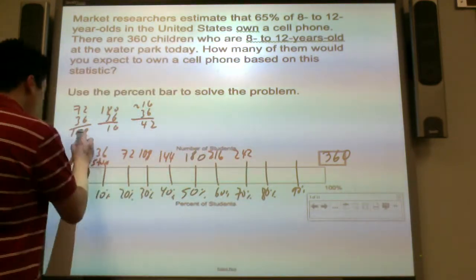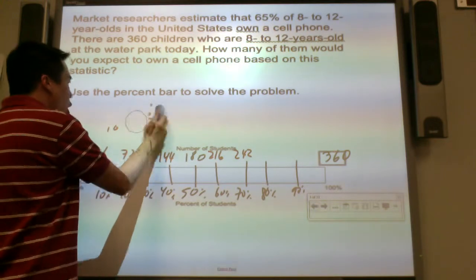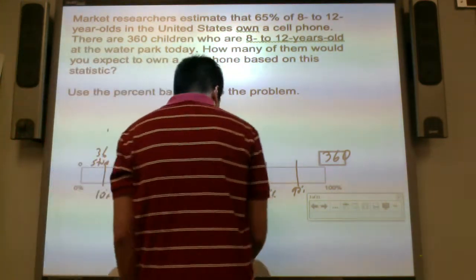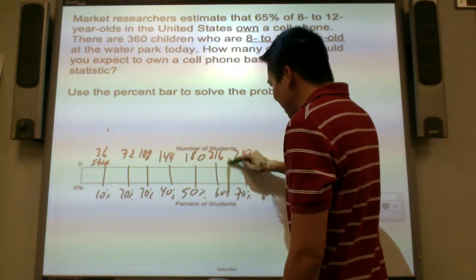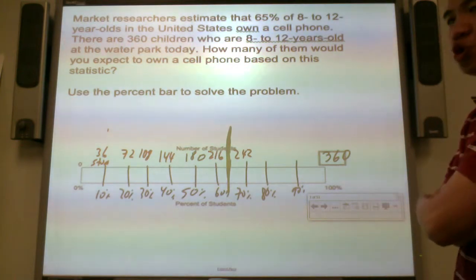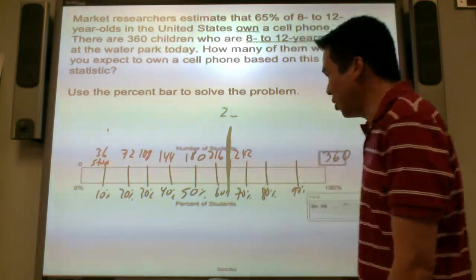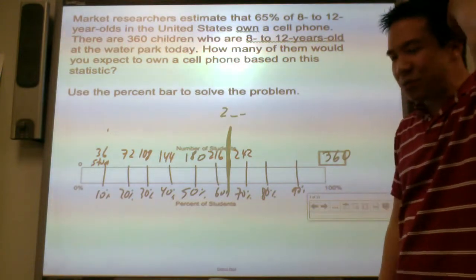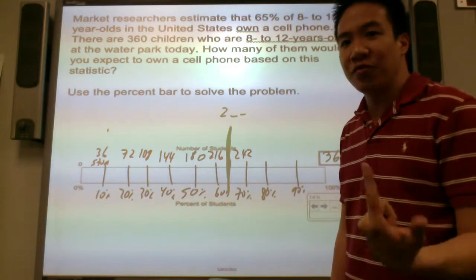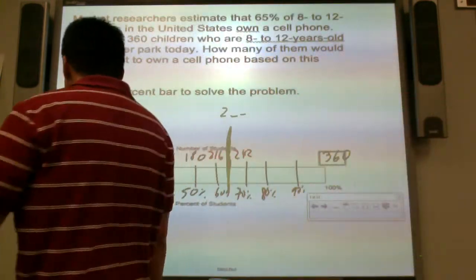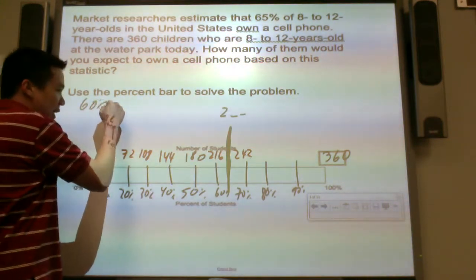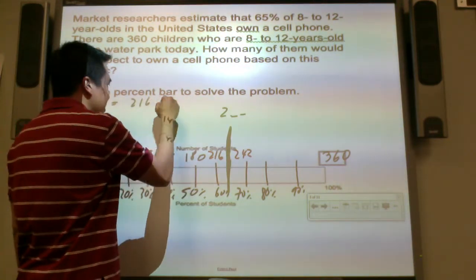You may say, why are you stopping right there? Because if you look at the question, it says, how many students equals 65%? 65% is right here. So I know it's going to be between 216 and 252. I can't really know exactly what's between it. There are two ways: you can add up these two numbers and divide by 2 to find the median, or you can do it this way. This is how I'm going to do it. I know 60% is equal to 216 students.